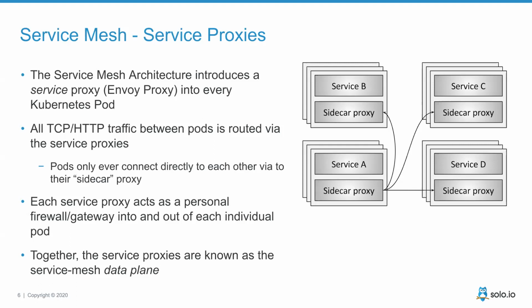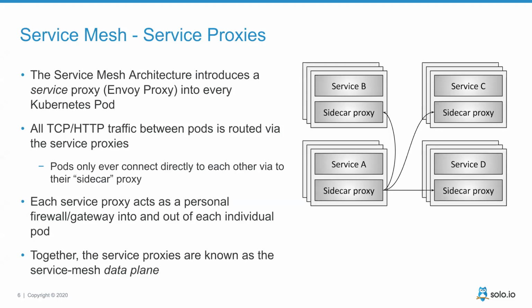And in a service mesh architecture, once we start going down that path, we see that we deploy these proxies next to each application instance, where we implement the networking capabilities.